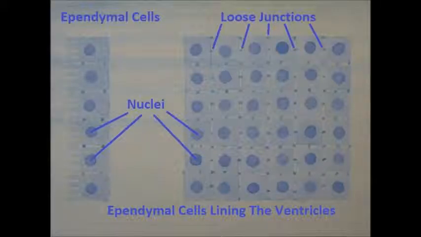This picture is actually of the ependymal cells that line the whole of the ventricles. They're cuboidal, they're square. As you can see, they've got little blue dots. These are the junctions holding the cells together. The ependymal cells that line the whole ventricle system are held by loose junctions. So that means the cranial fluid and everything within it can easily flow between them.